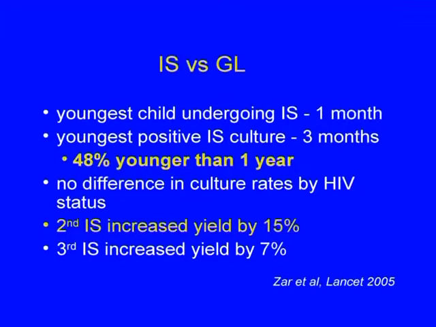So if you do one sputum, you get the same yield as three gastric lavages. But if you do three sputums, you get an even higher yield. What we found is that the second sputum gave an extra 15% of children who weren't positive on the first sputum, and the third specimen increased the yield by 7%. So the more sputums you do, the higher your yield. And this is a balance between cost and convenience.